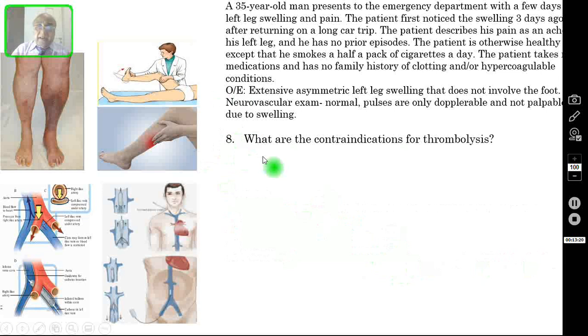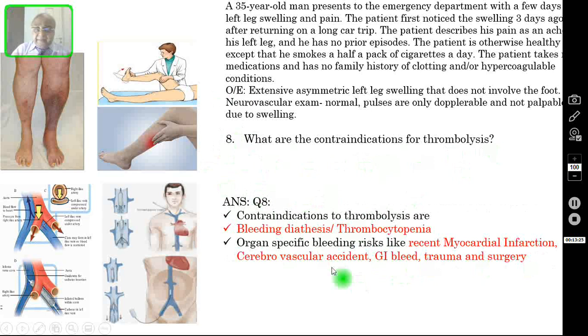Question number 8. What are the contraindications for thrombolysis? The correct answer is the contraindications for thrombolysis are bleeding diathesis or those who are having thrombocytopenia, organ specific bleeding risk like recent myocardial infarction, those who are having cerebrovascular accident recently, those who are having previous history of GI bleed, those who recently had some sort of trauma, and those who underwent some surgery recently. So these are the patients you should avoid giving thrombolysis.